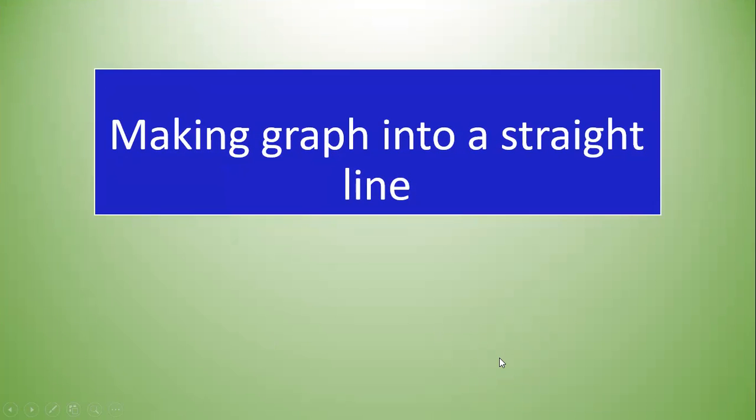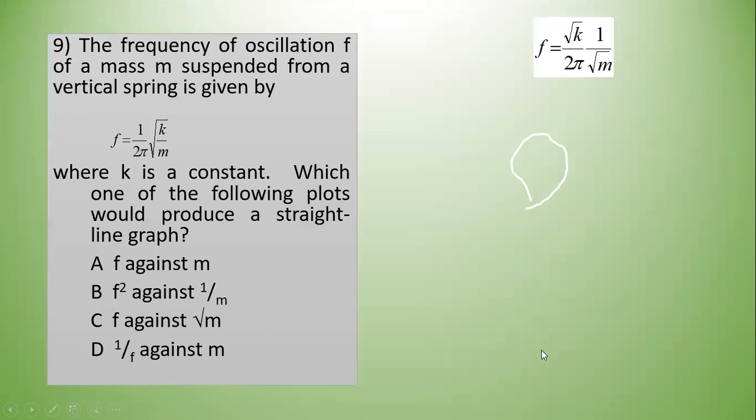Making a graph into a straight line. You can be given an equation there. If you want it to be a straight line, you can rewrite that. F is a variable, M is a variable, K is a constant, 2 pi is a constant. So rewrite the constant to one side. So you can plot F against 1 over root M. Nothing there.